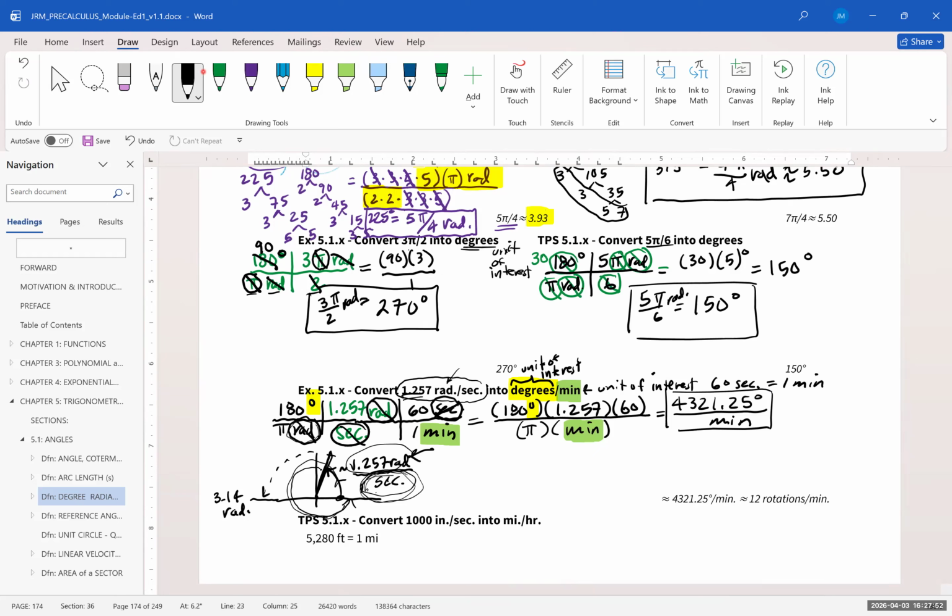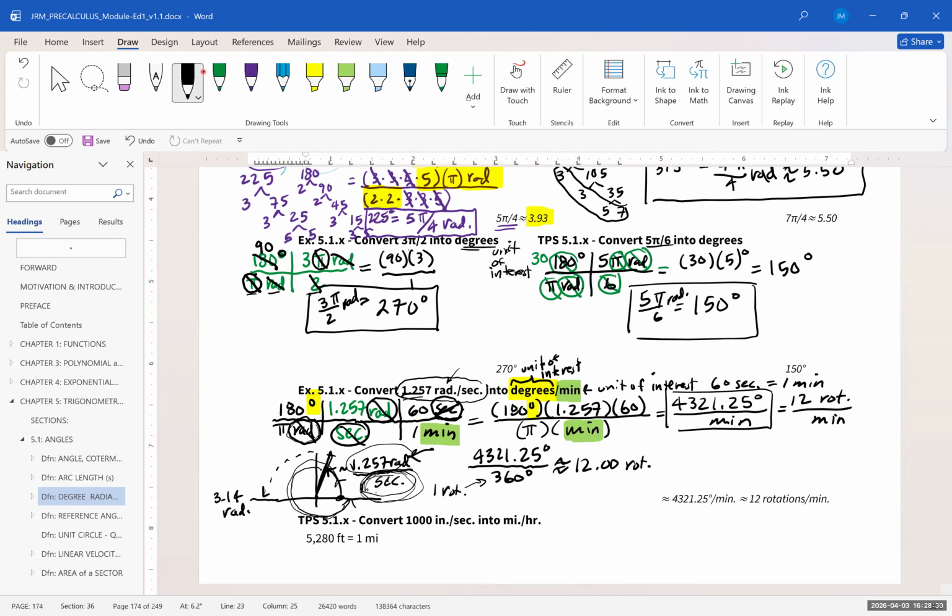So let's take our answer of 4,321.25 degrees, and let's divide that by 360 degrees, right? 360 degrees is the number of degrees in one rotation. And what we get is approximately 12.00 rotations. So this is equivalent to about 12 rotations per minute.